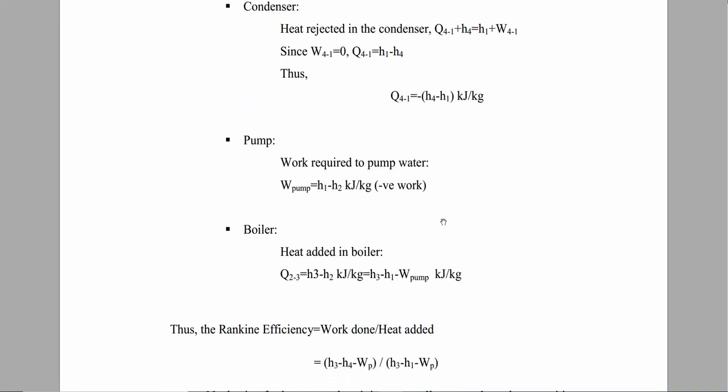Then we will discuss the pump. The work required to pump water is the change of enthalpy from process 1 to 2. In the boiler, the heat added, that is Q2-3, is equal to H3 minus H2, or we can say H3 minus H1 minus the work done by the pump.